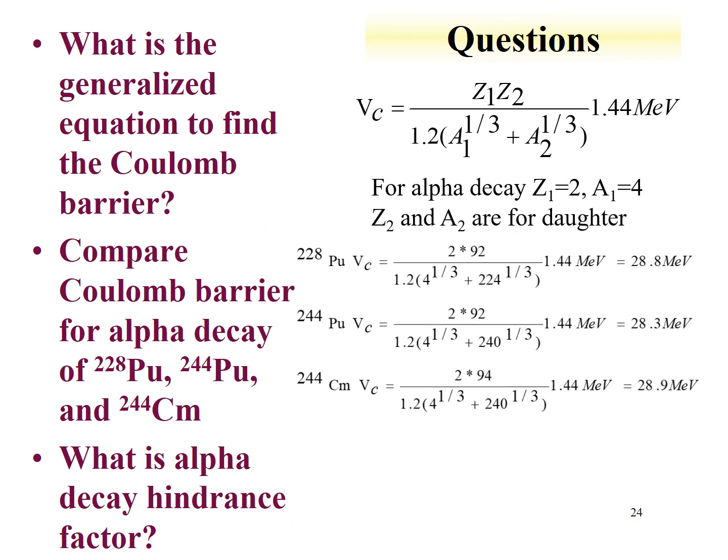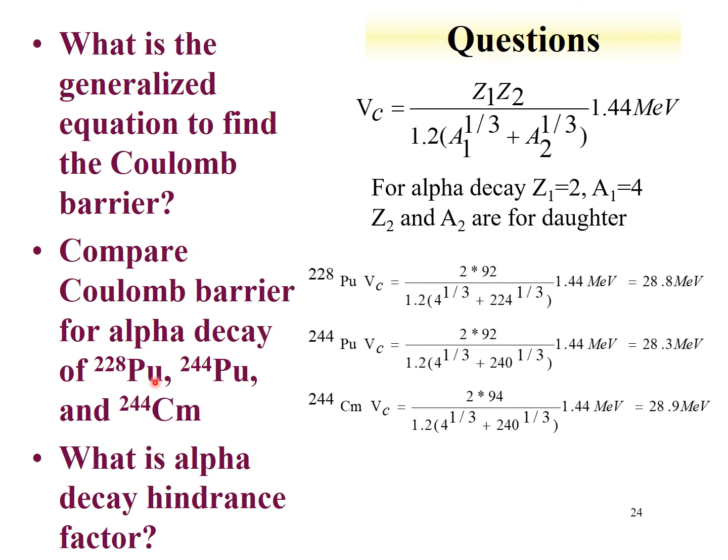We could use this equation to compare the Coulomb barrier for the alpha decay of plutonium-228, plutonium-244, so that's a long range of the same isotope, and then curium-244, so comparing the same A but different Z. What we get for the Coulomb barrier for plutonium-228 is 28.8 MeV. If we just add neutrons, so we go from 228 to 244, we're fundamentally diluting the charge, so the Coulomb barrier goes down, from 28.8 MeV, losing about half an MeV, to 28.3 MeV.